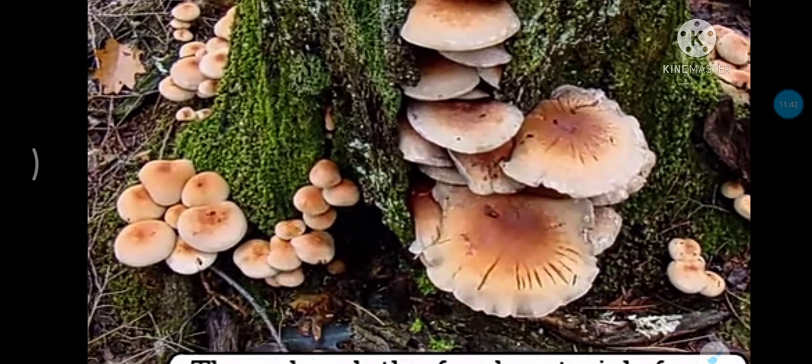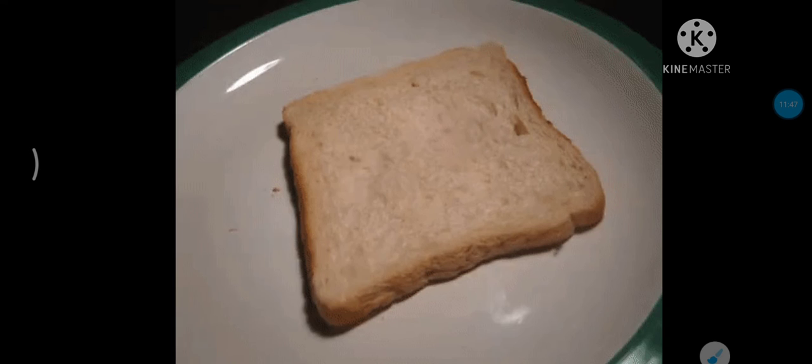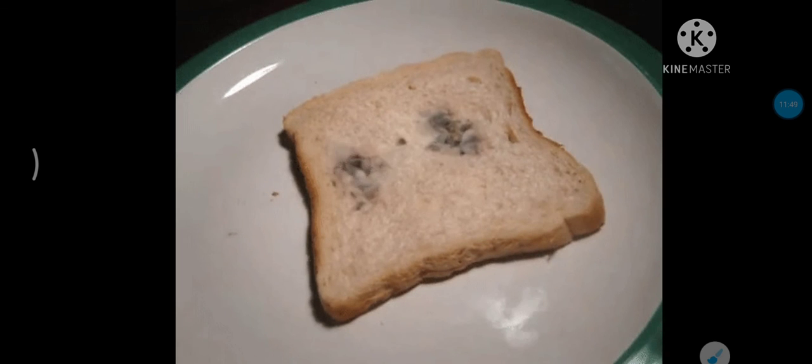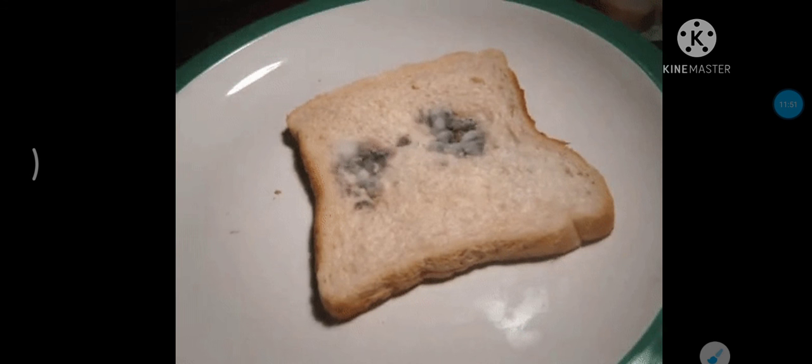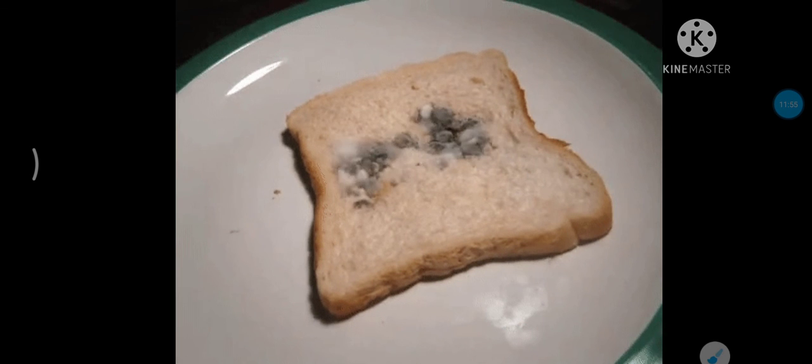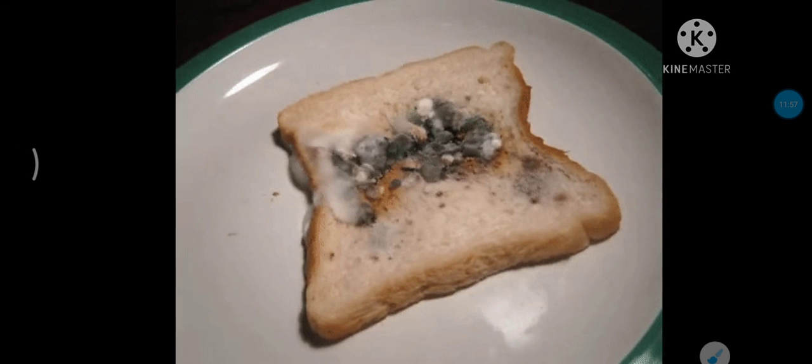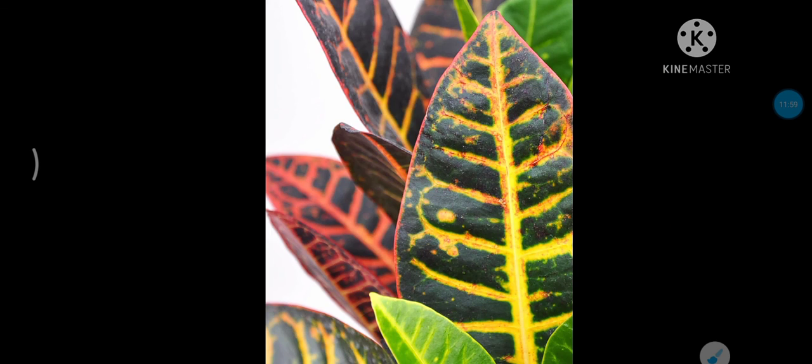There is one more example of such plant. It is molds which grow on the bread. So the molds acquire its food from the bread. Have you seen it? Yes.